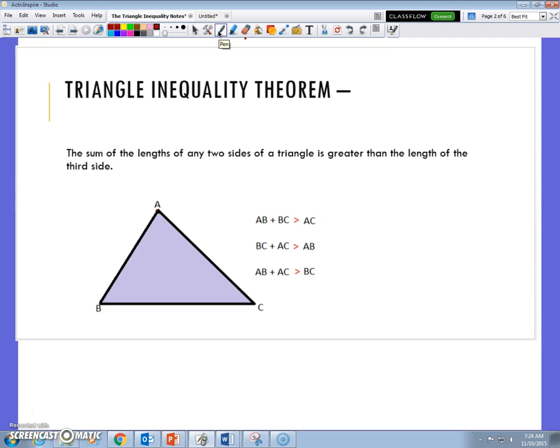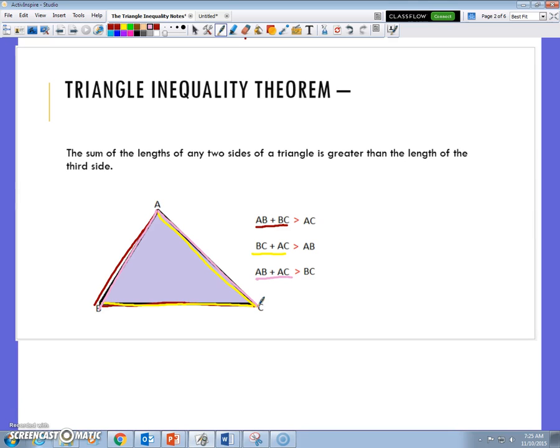So what it's saying is this. Let's do color coding. AB and BC should add up to be more than AC. If I do BC and AC, those lengths added up should be greater than AB, the third missing side. And finally, if I do AB and AC, those side lengths should add up to be more than the length of BC. Alright, so that's what the triangle inequality theorem says.